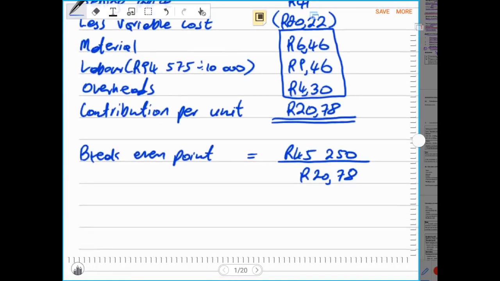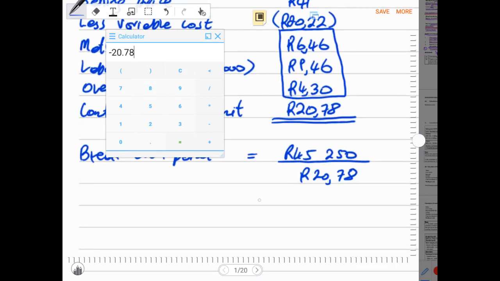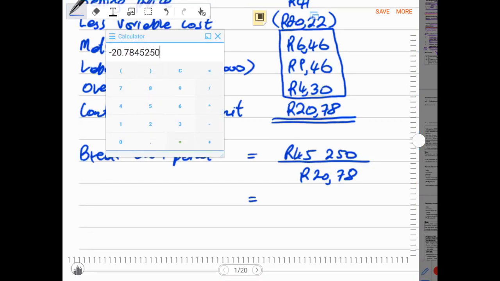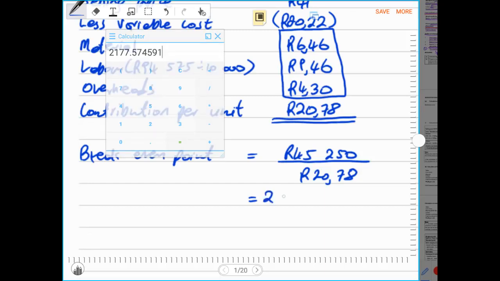R20.78. Then this will give us the number of units that the company must manufacture and sell in order for them to be at the break-even point. We have 45,250. Divide this by R20.78, and this gives 2,178 units. So now if the company manufactured this number of units, then it will be at the break-even point.